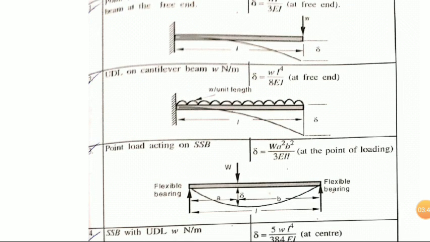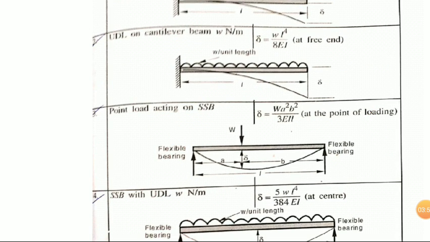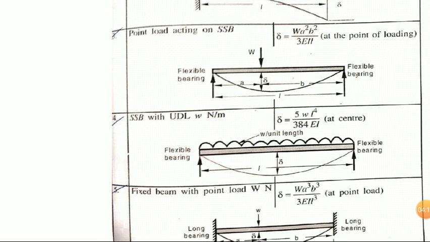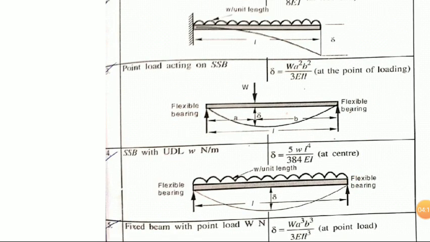Next we study a cantilever with a UDL, uniformly distributed load. So delta equals WL raised to 4 by 8EI. And suppose the case is a simply supported beam with a point load acting on it, at a distance a from the left end and at a distance b from the right end. Then the delta will be W a square b square by 3EIL.